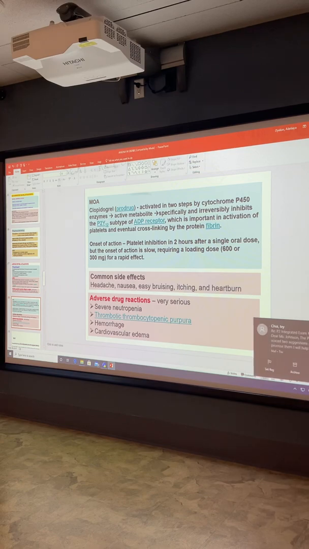It can cause what we call TTP, which is thrombotic thrombocytopenic purpura. Hemorrhage is also an adverse drug reaction. Don't forget, an agent that combines antiplatelet activity plus anticoagulant activity should make sense to you, since a number of the problems will be related to hemorrhage, and therefore TTP will be part of it. And of course, cardiovascular edema.